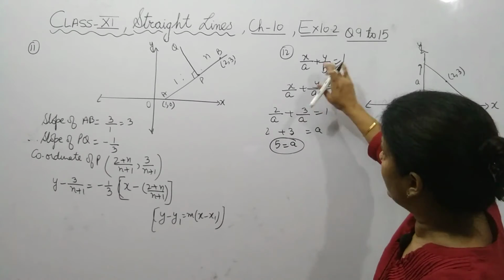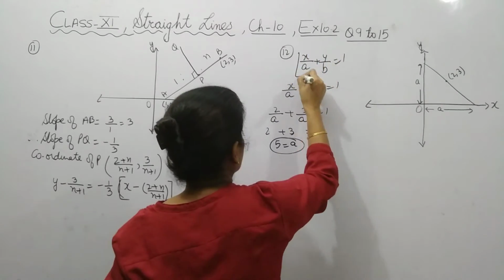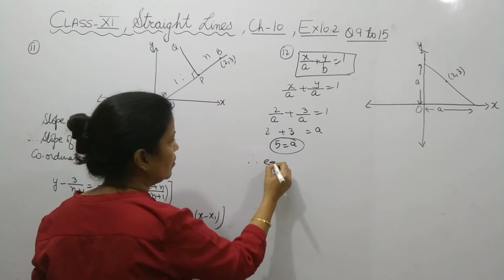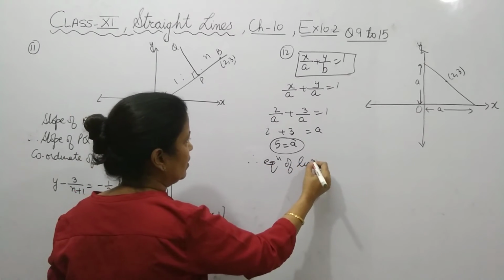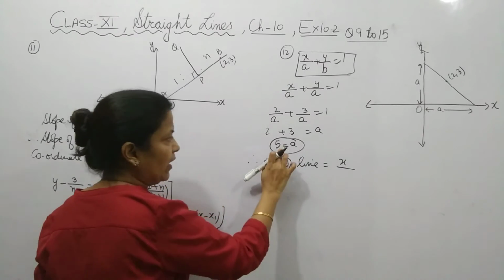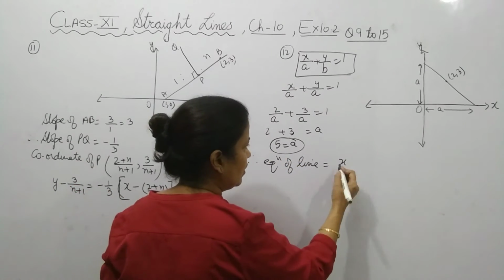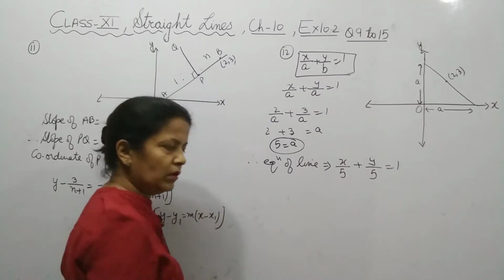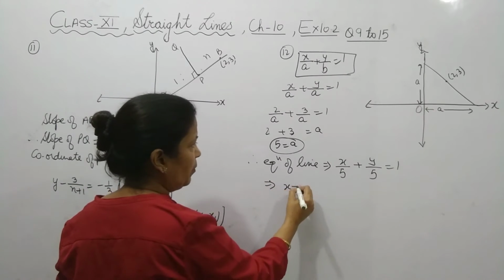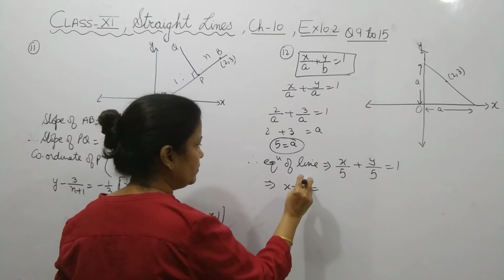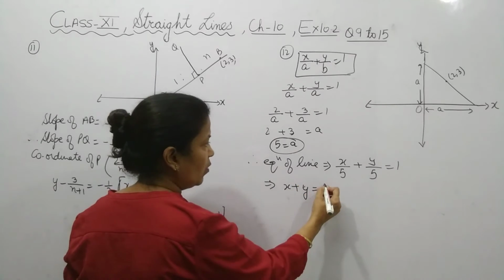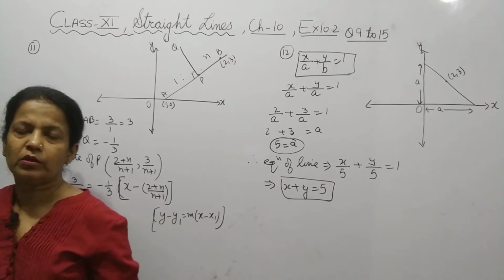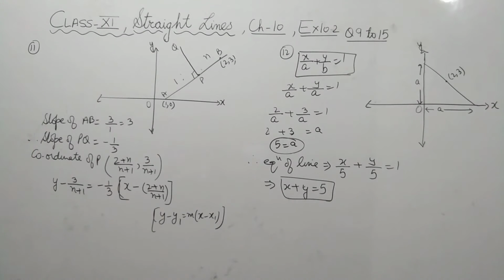Now we put this value in the given formula. Therefore, the equation of the line is x upon a, where a is 5, plus y upon 5 equal 1. So this is the equation of the line for question number 12. Now the next question.